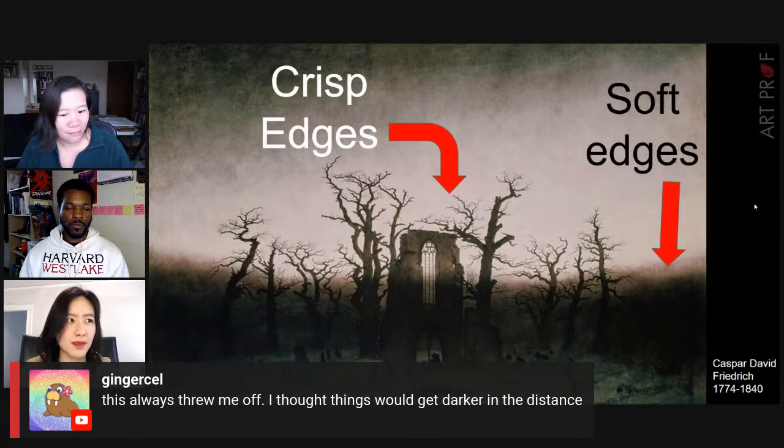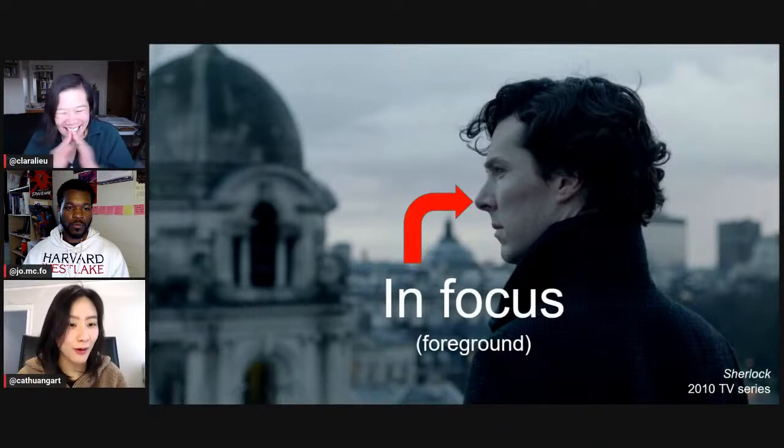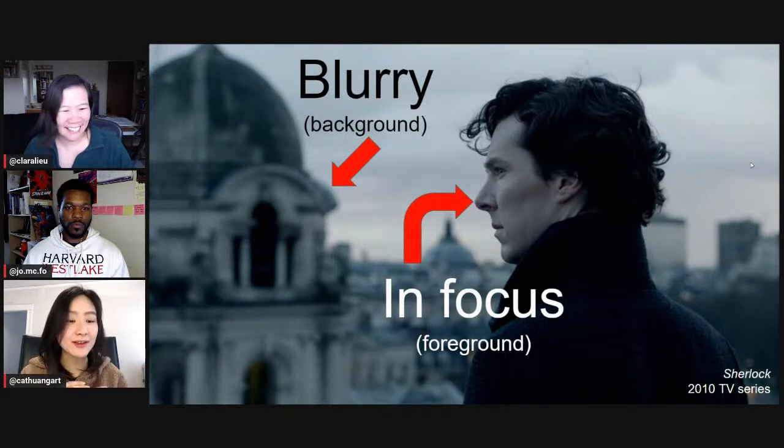Atmospheric perspective, I think it's good to think of it as if it gets farther away, it has to be less powerful somehow. So it can be smaller, it can be blurrier, it can be less detailed, it can be less dark, it can be less saturated.